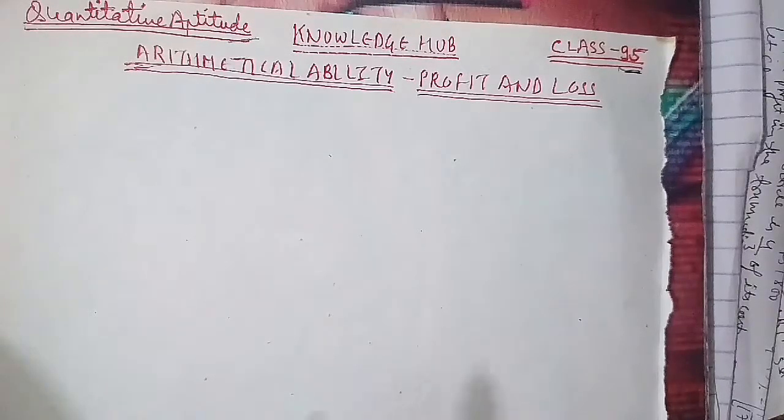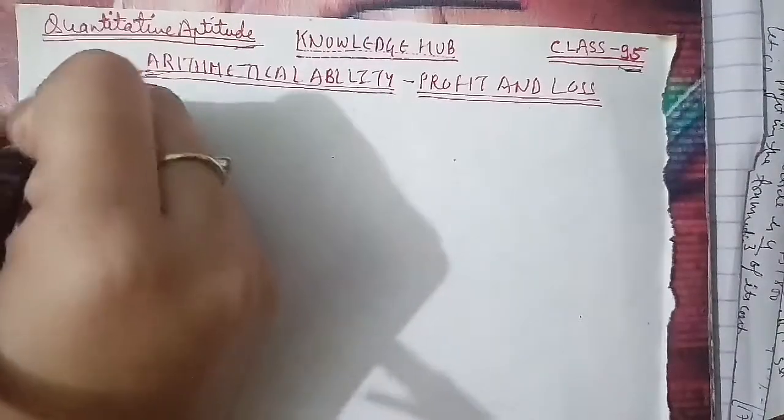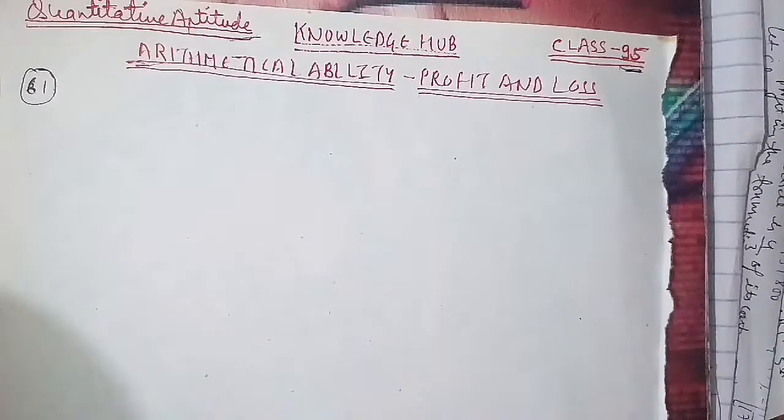So we go ahead to the 61st question of the session. The question is: at what profit percent must an article be sold so that by selling at half that price, there may be a loss of 30%? The options are 25%, 36%, 40% and 42%. We go ahead.